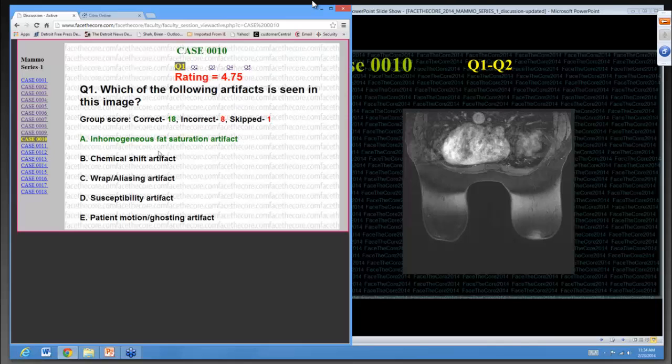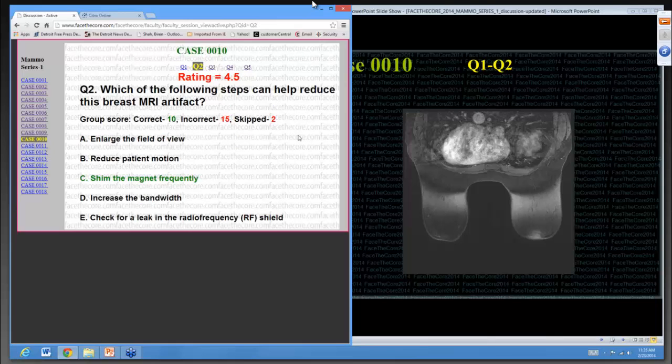As for the other answer choices, I can't go into all of these, although I'm going to show you some cases that have these artifacts. Just know the various different types. These are good types of artifacts that you might want to know and be able to recognize on breast MRI. As far as which steps can help reduce this breast MRI artifact, that's also an important thing to know. What are the steps that can help with the different types of breast MRI artifacts?